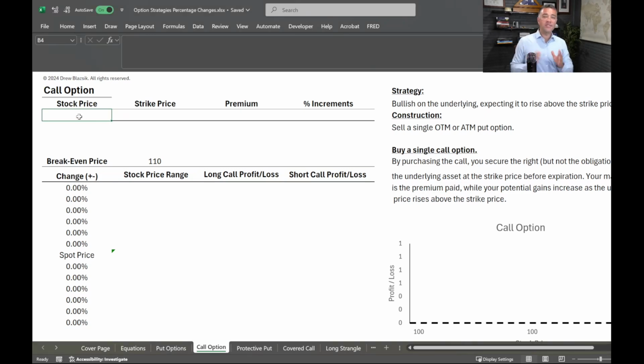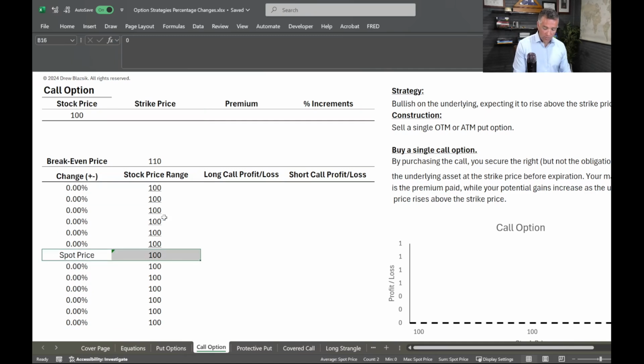So I'm going to do exactly what we did before in the introduction. I'm going to do a $100 stock price, very similar to what we did with the put. And as you can see, the stock price, $100, that's the spot price, the current one. The strike price in this example, it's a right to buy. That's a call. I'm saying we could buy it at 110.